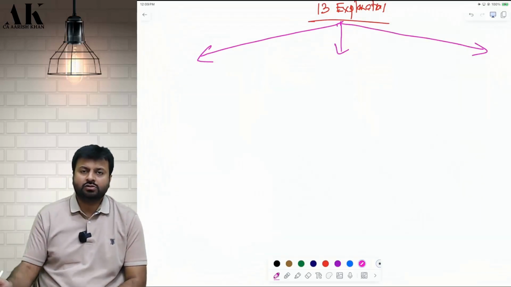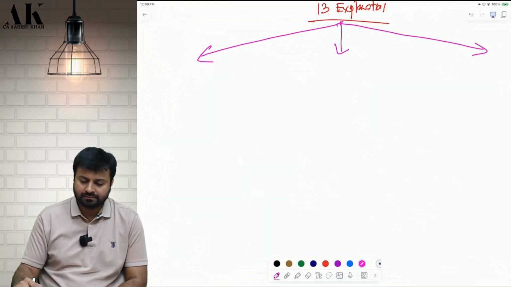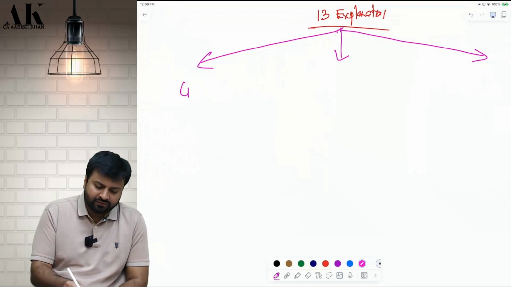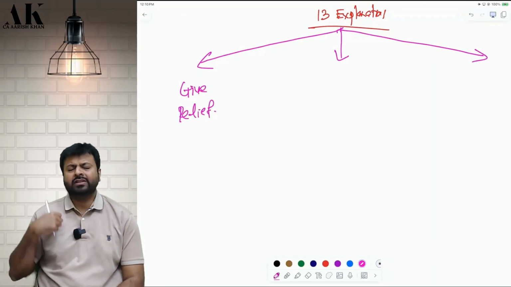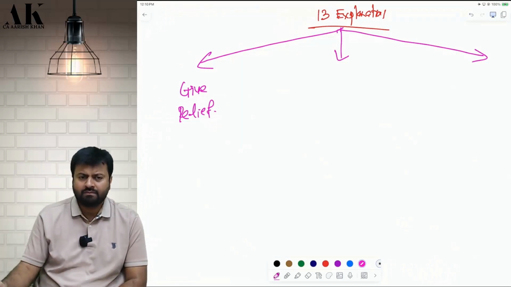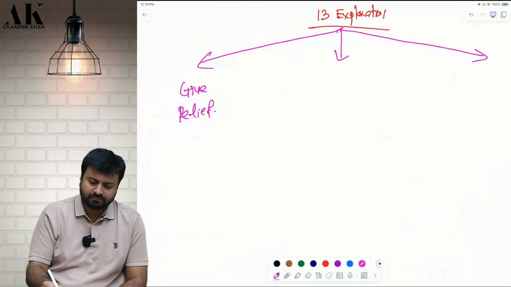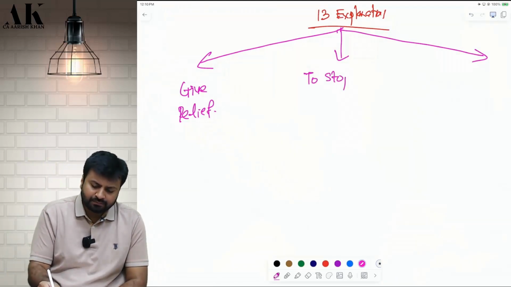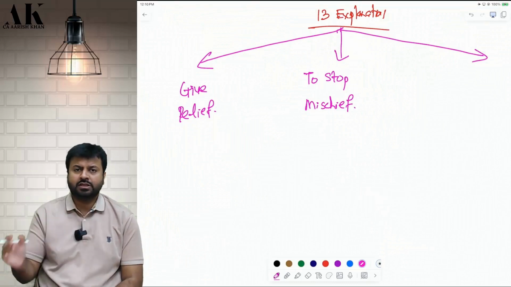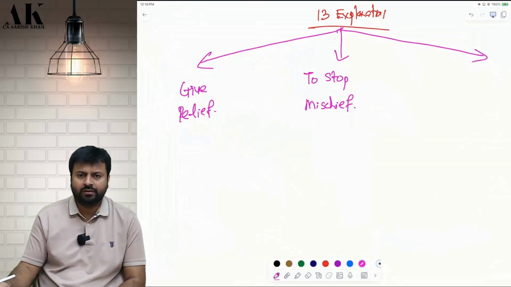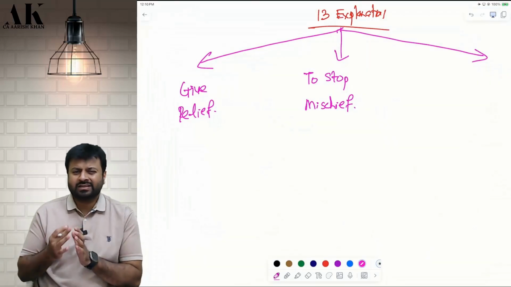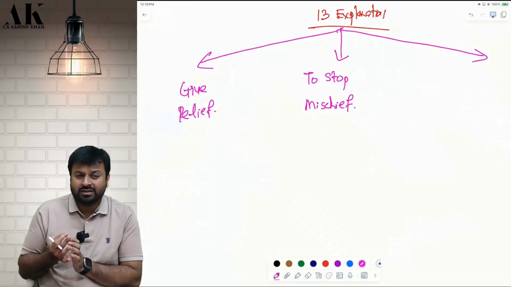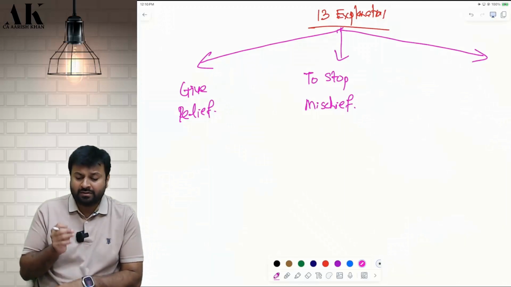There are 3 reasons to attach these explanations. One is to give you relief. The government wished to give you relief. Second, to stop mischief. To stop assessee's mischief, tax evasion. The assessee is doing some kind of tax evasion with the definition of actual cost, and therefore to stop that particular thing, we are bringing this law.